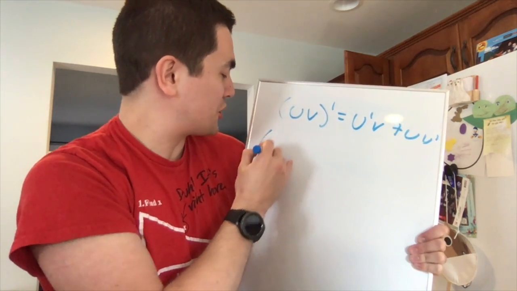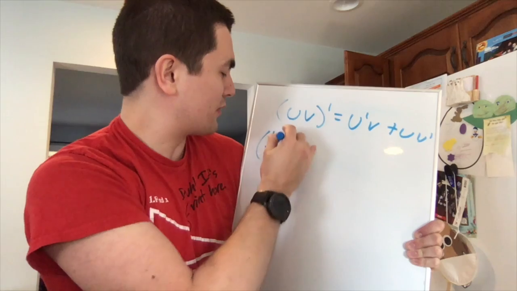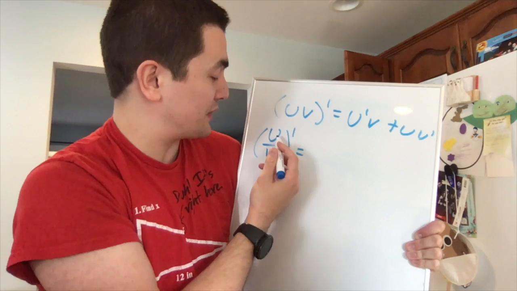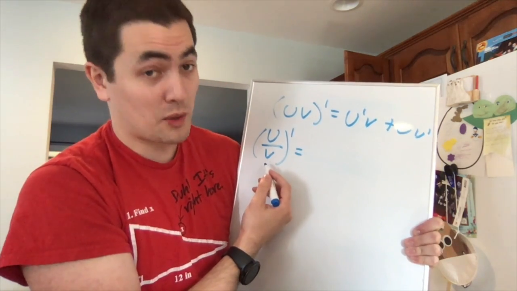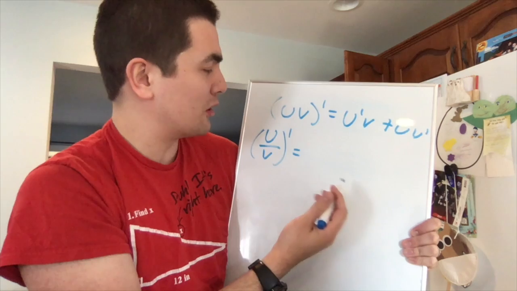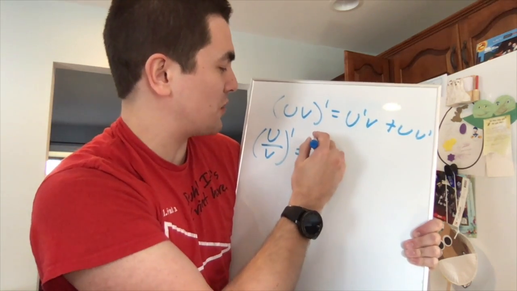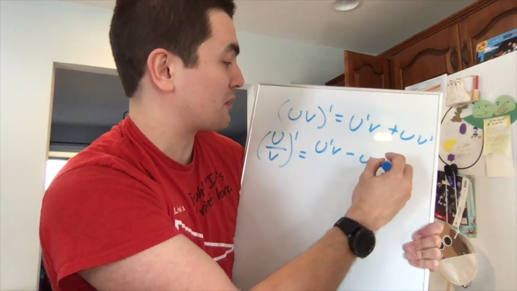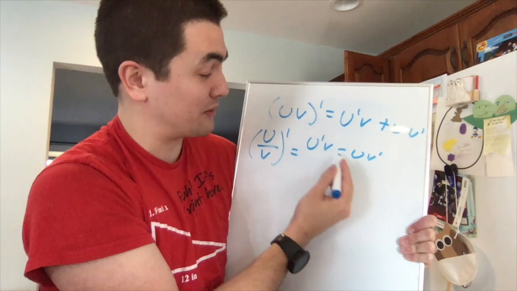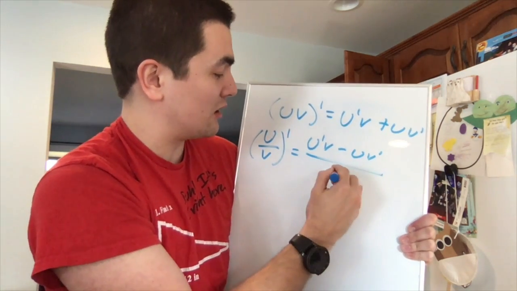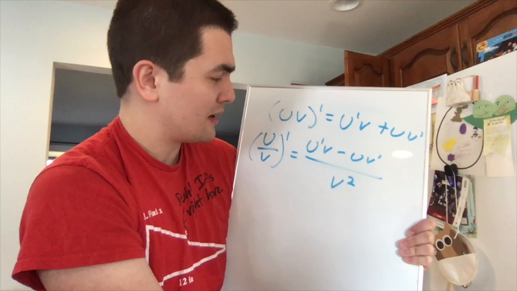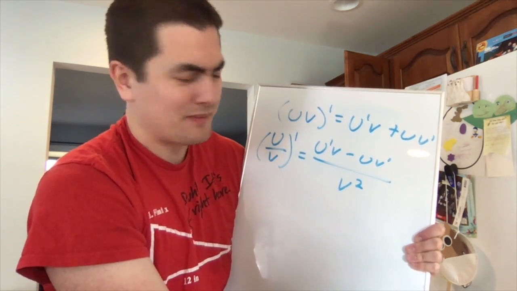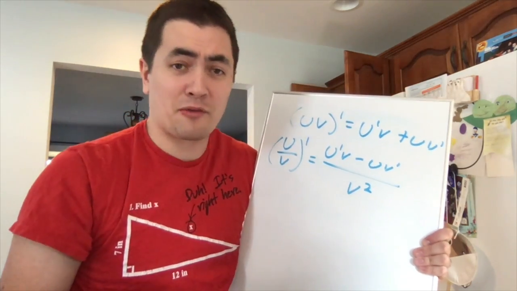The other one is the quotient rule. If you have u over v and you want to take the derivative of that, you take the derivative of the top times the bottom, minus the derivative of the bottom times the top, all over the bottom squared. So it's going to be u prime v minus u v prime, all over v squared. Notice it looks a lot like the product rule, except there's a minus sign here, all over the bottom squared. And that's basically it. That's the entirety of chapter 14, more or less.